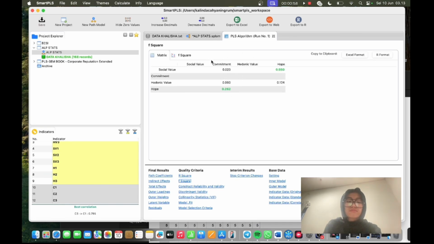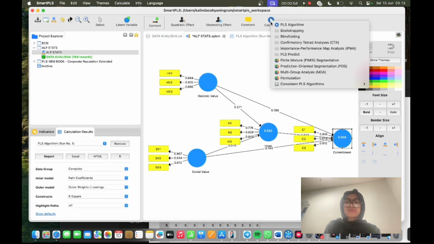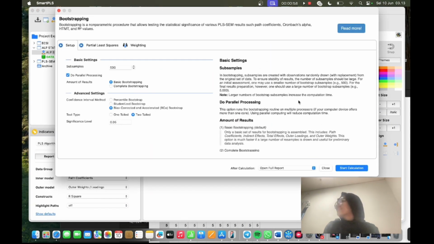Now F square is to determine the magnitude of the influence of the independent variable on the dependent variable, where 0.02 is small, 0.15 is moderate, and 0.35 is large. Now we enter bootstrapping to find out the path coefficient. Path coefficient is useful for knowing the direction of the relationship.